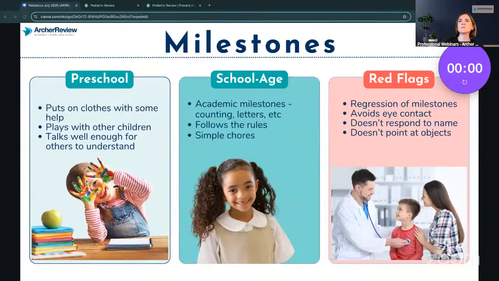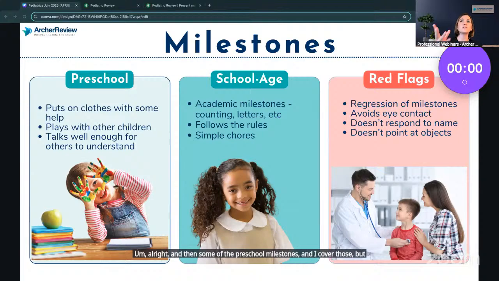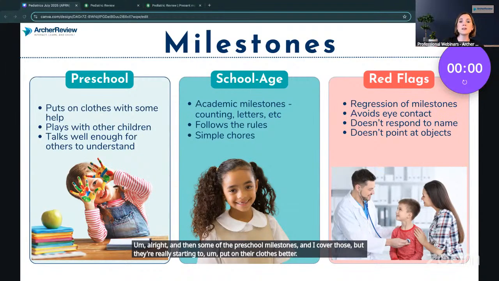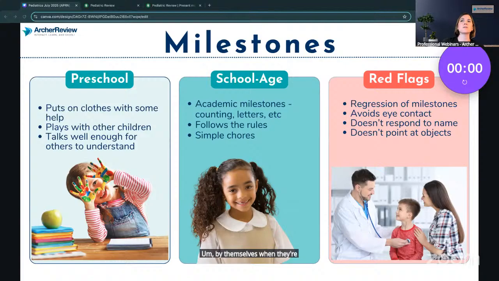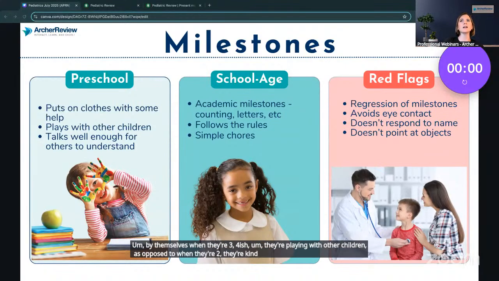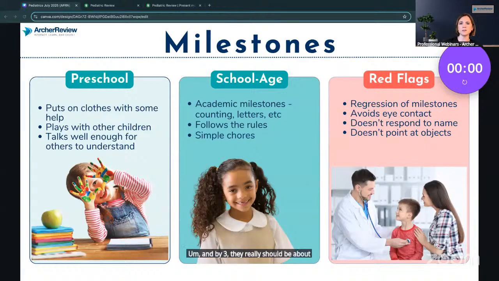All right, and then some of the preschool milestones. We covered those, but they're really starting to put on their clothes better by themselves when they're 3, 4-ish. They're playing with other children, as opposed to when they're 2 and they're playing alongside, and then when they're 3 and 4, they're really starting to play together. And by 3, they should be about 75% understandable with language, and close to 100% when they're 4. So you should be able to understand them better.